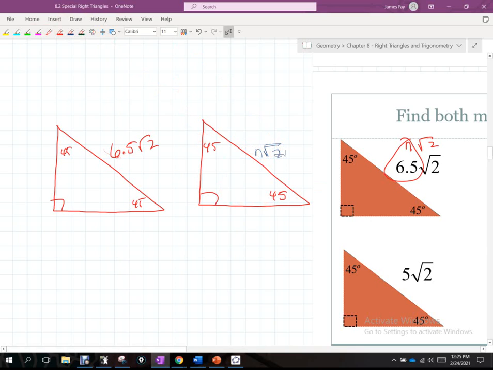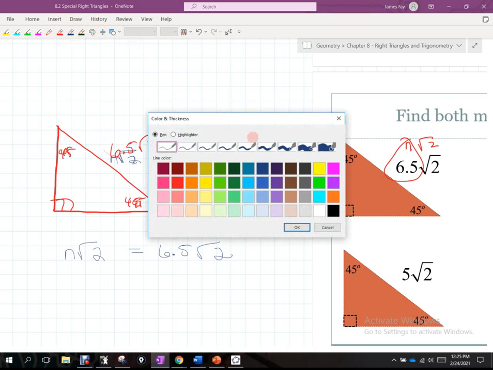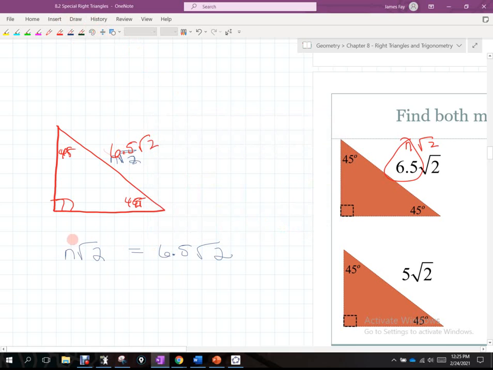When I take my template, because I made it congruent, what things overlap? The whole thing. The angles all overlap, right? But doesn't the hypotenuse, which was n radical 2, and the hypotenuse that was 6.5 radical 2, overlap? If I made the template identical to the original problem, that means they were congruent. That means these distances have to be equal, right? How can I solve this for n right here?